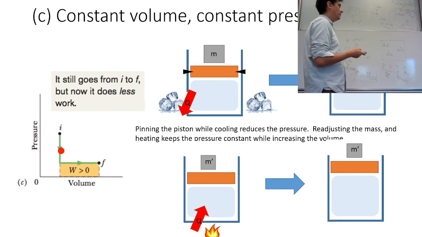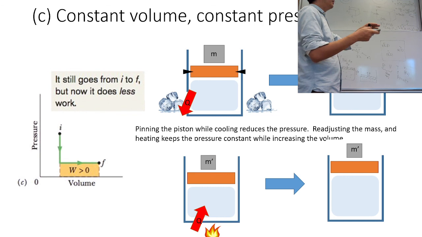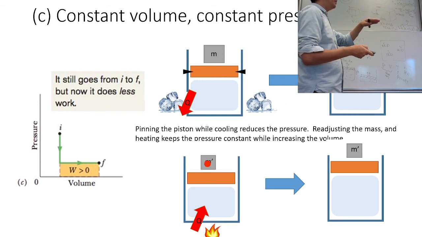Then once we've got it to that point there, we need to increase the volume. Here, what we need to do is adjust. We need to take the pins out because the volume is going to expand. And we need to adjust this mass here so that it's just the right mass, so that the volume is the same. So that's why it's M prime here.